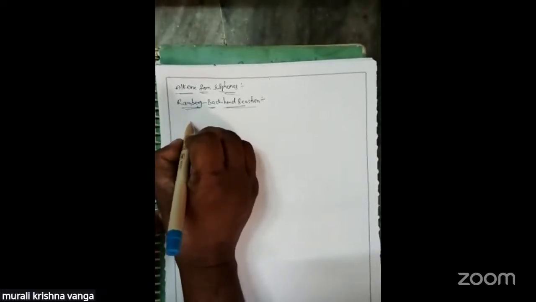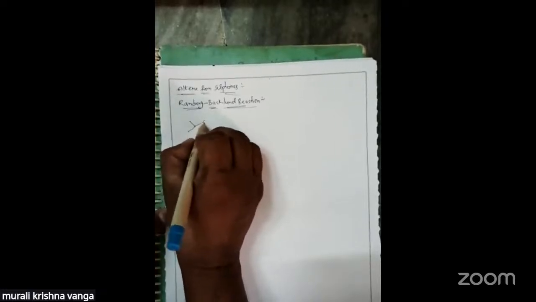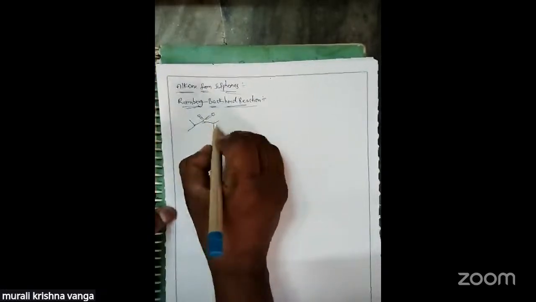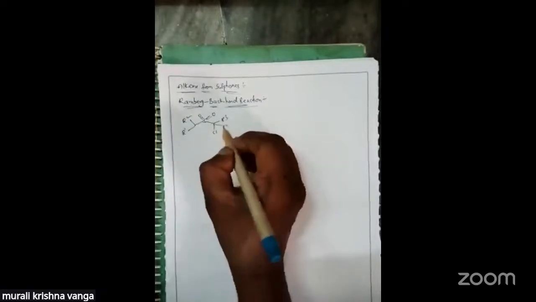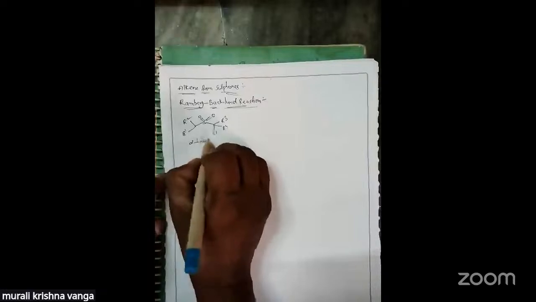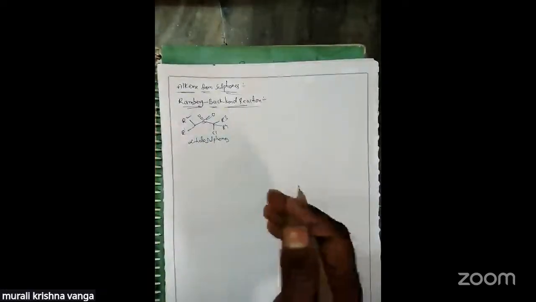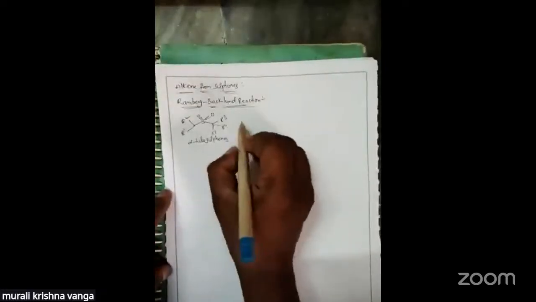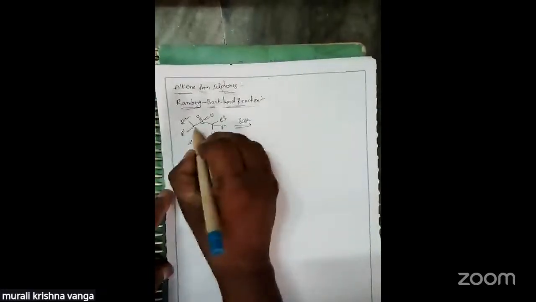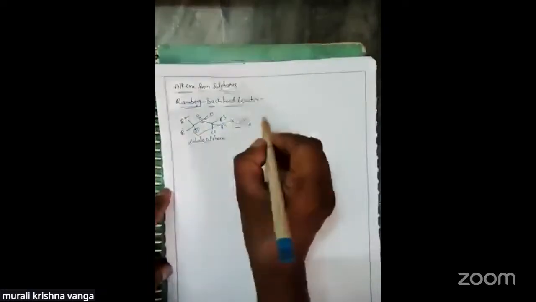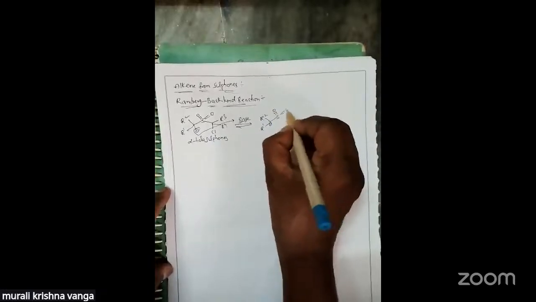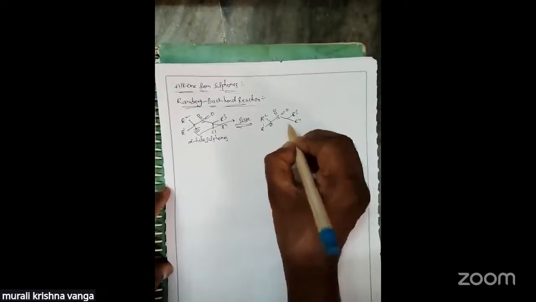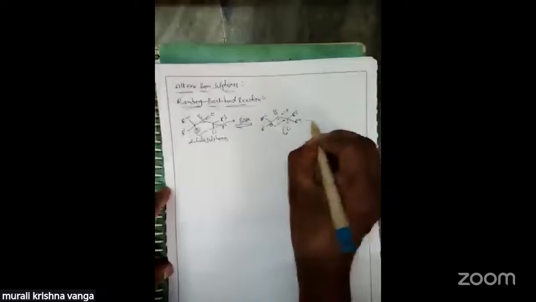Ramberg-Backlund reaction. So when alpha halosulfones with R1, R2 react with a base, the base abstracts the proton from the other alpha side, the alpha hydrogen. This negative charge is involved in the displacement of the halide ion.